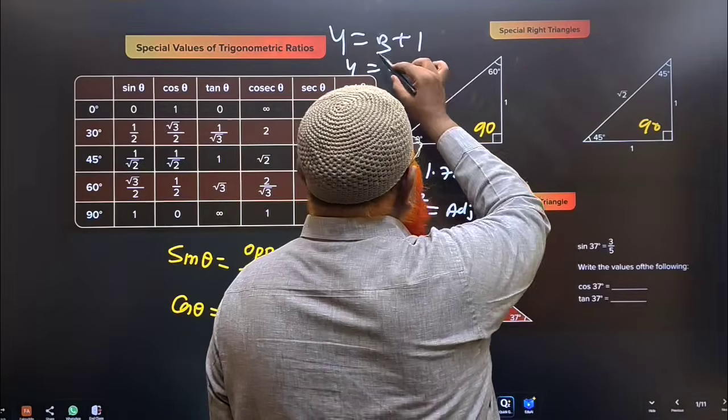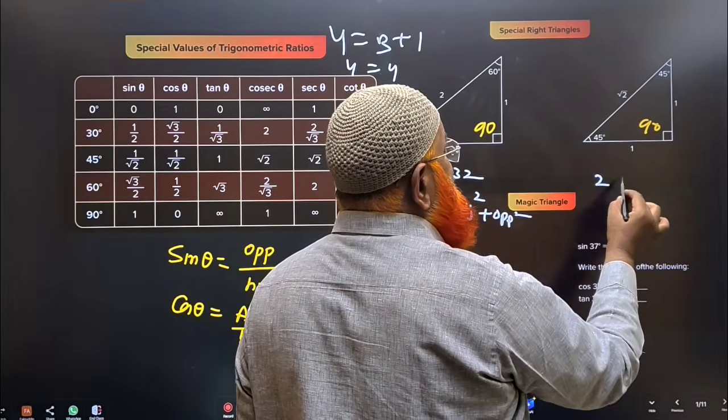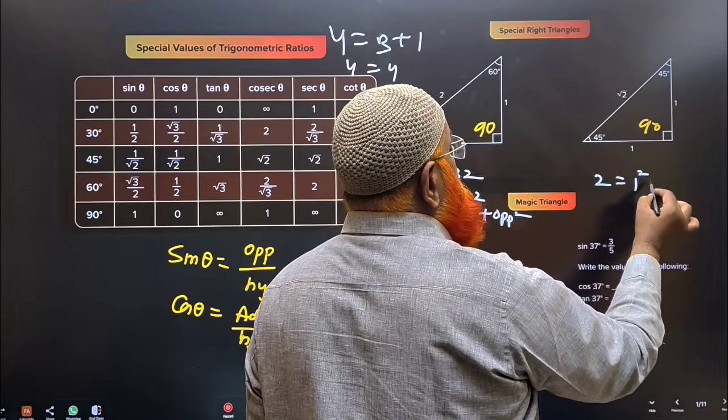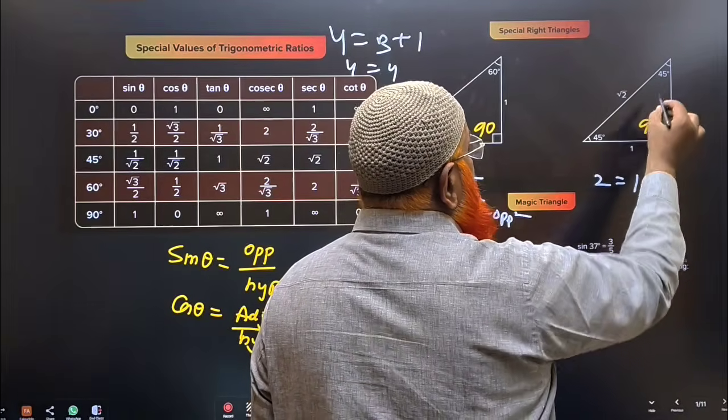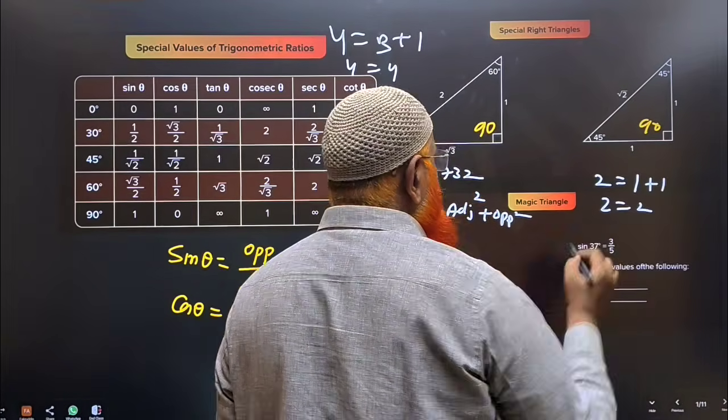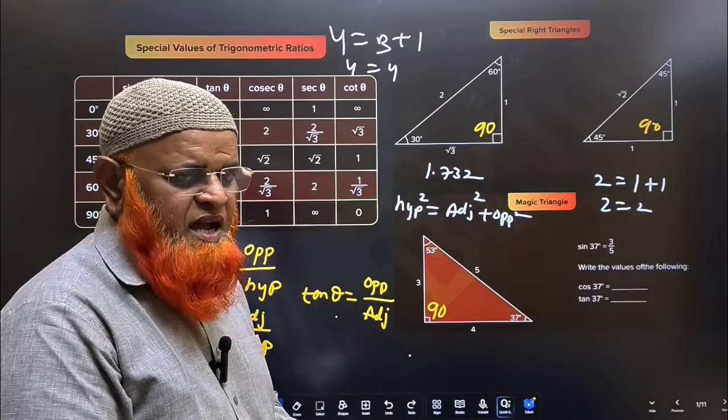And here also, hypotenuse square is root 2 whole square, which is 2. And adjacent side 1 square is 1, and 1 square is again 1 only. Here also 1 plus 1, 2 equals 2, isn't it? So this is a special triangle.